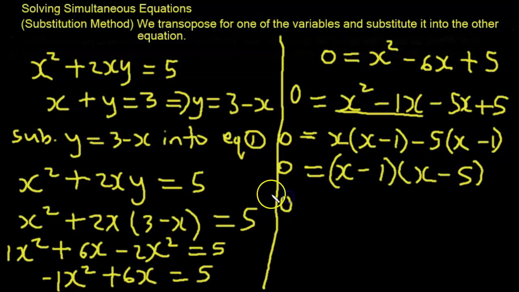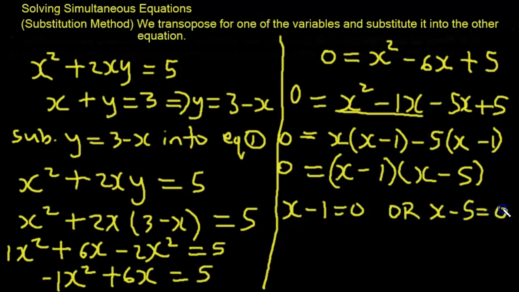So we equate both brackets to 0 after we factorize. So we equate x minus 1 to 0. Also, the other bracket, x minus 5, is 0. And again, the rationale is, if this bracket times this bracket multiply to give 0, then one of them has to be 0. Alright? So x equal to 1 is the solution for this. And x equal to 5 is the solution for the other.